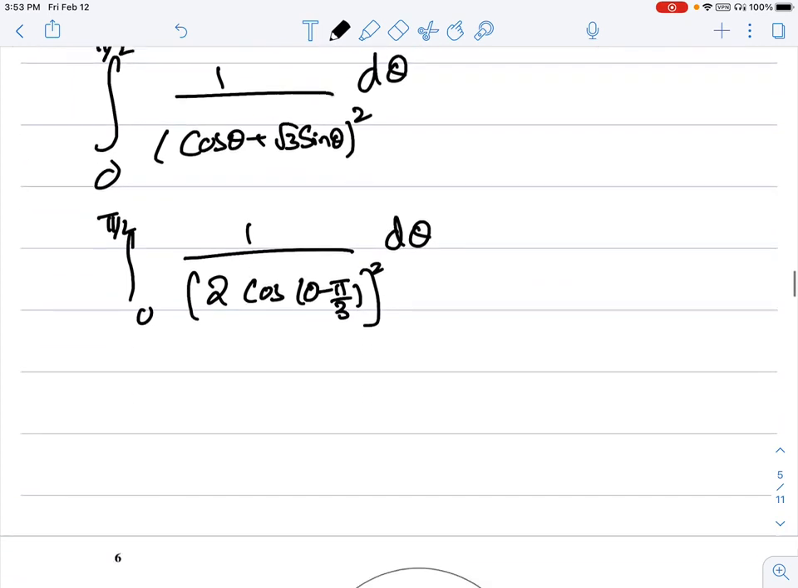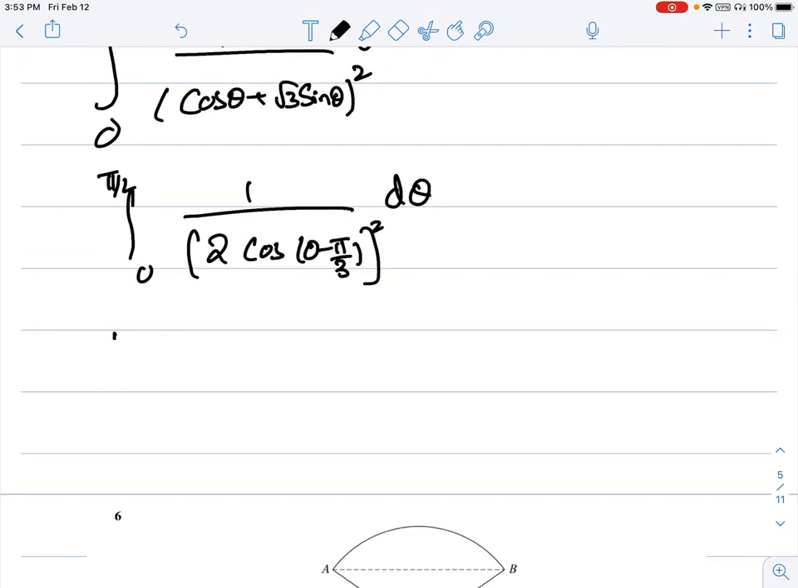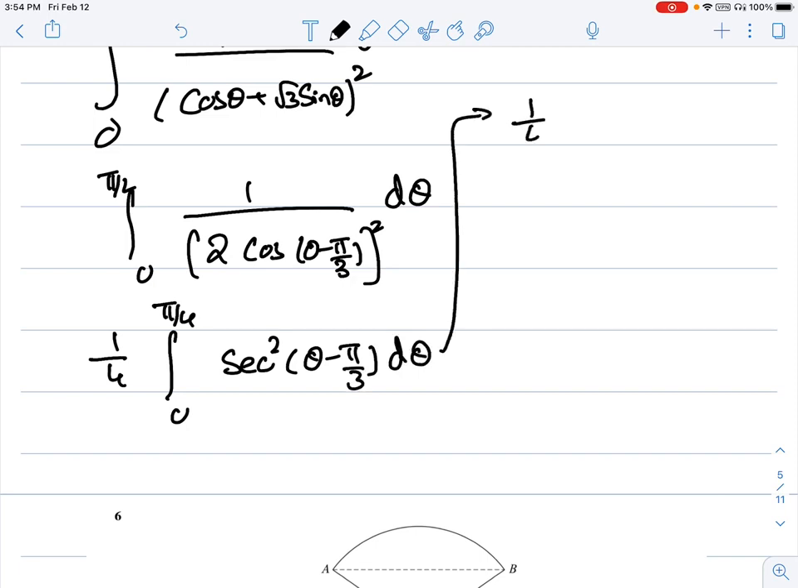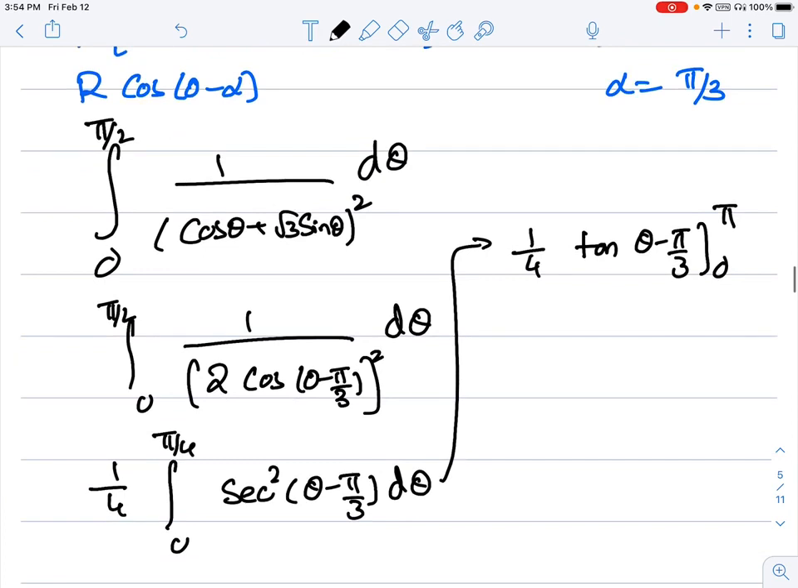Okay, so it becomes 1 upon 4, integral from 0 to pi by 4, 1 upon cos square theta will become secant square theta minus pi by 3 d theta. Secant square theta integral is nothing but tan theta. So 1 upon 4 tan theta minus pi by 3 from 0 to pi by 2, not pi by 4. The limits are pi by 2.